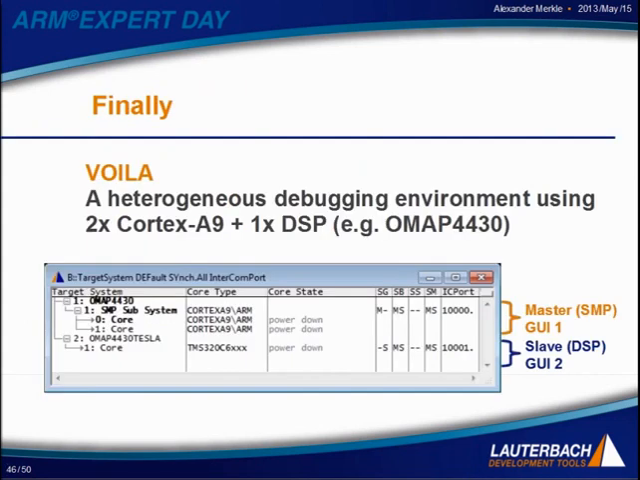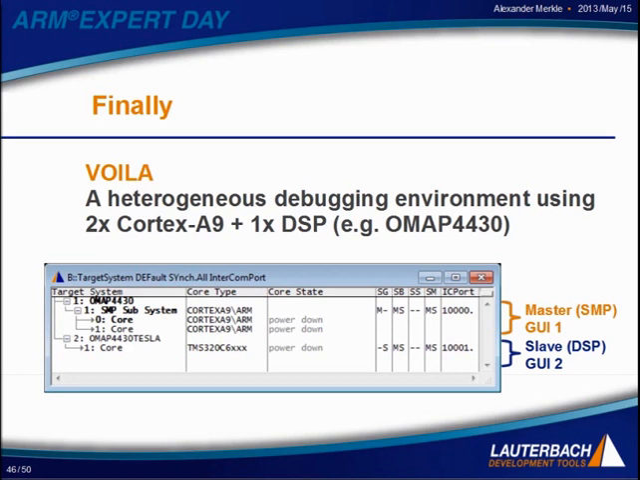And voila, again the target system window. We set up an OMAP 4430 SMP session using two Cortex-A9 cores and a TMS320C6XXX DSP debugger. The upper half shows the ARM side, and the lower half, the second GUI, is the DSP side.